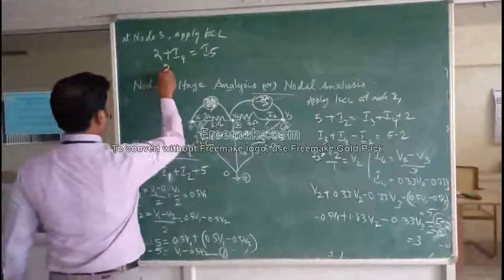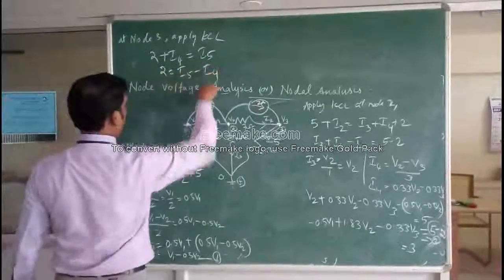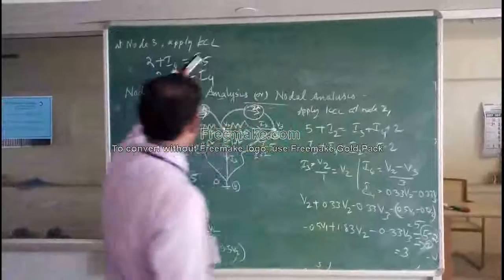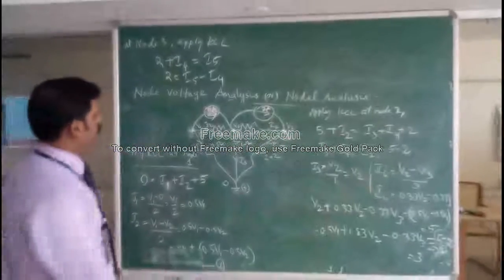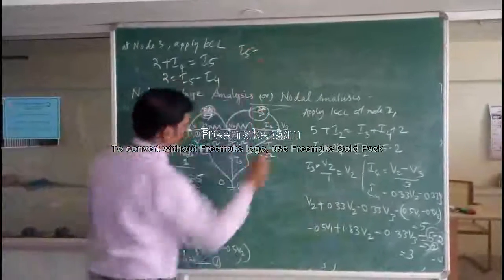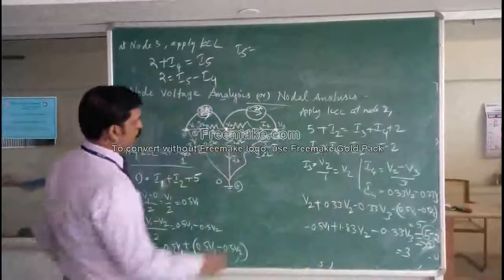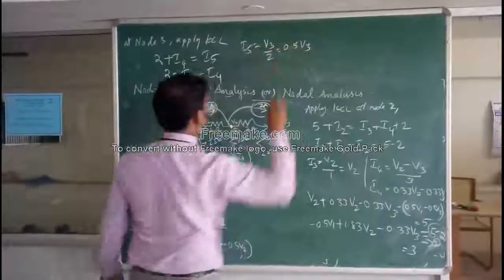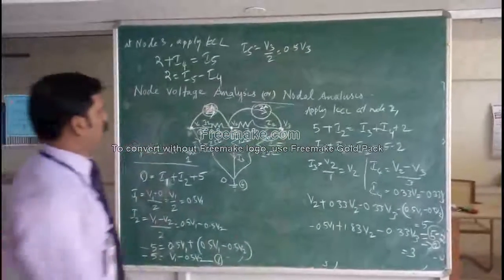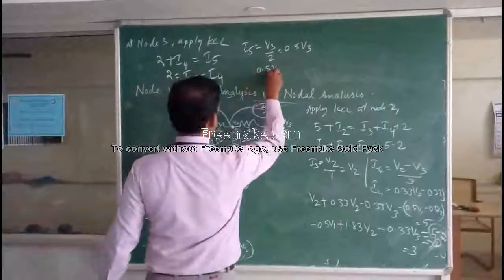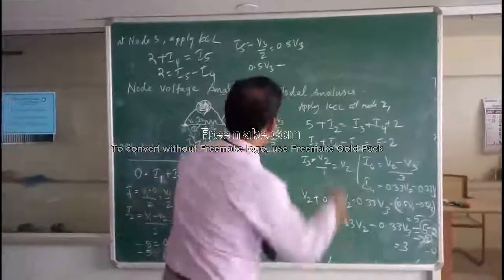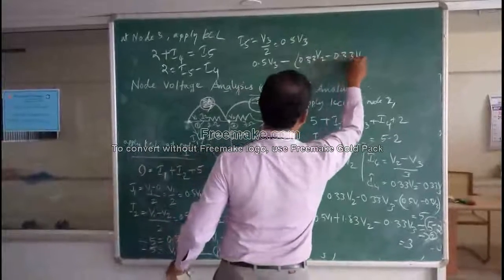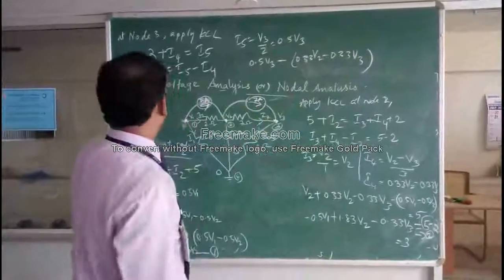Therefore 2 is equal to I5 minus I4. We already know the equation for I4 we have found. Now we have to find the equation for I5 in terms of node voltage. So I5 is equal to V3 minus 0 divided by 2. So V3 by 2 is 0.5 V3. Once you know this, we can substitute here. Substituting 0.5 V3 for I5 and the expression for I4, it is 0.5 V3 minus 0.33 V2 plus 0.33 V3, which is equal to 2.